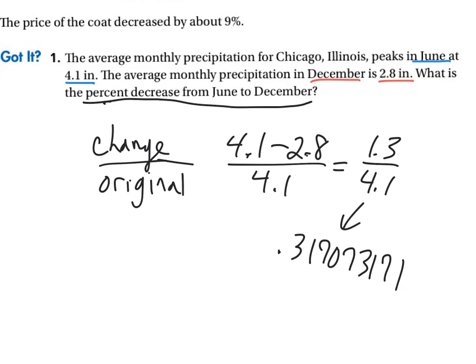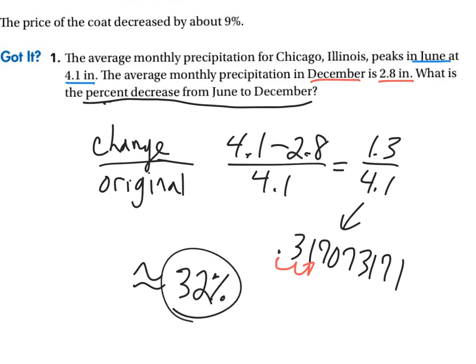0.317073171. So just depending how they want us to round this, again, they didn't specify. Move the decimal over 2 spots, and then that would be like 31.7%. So we could say, to the nearest percent, it's about a 32% decrease.